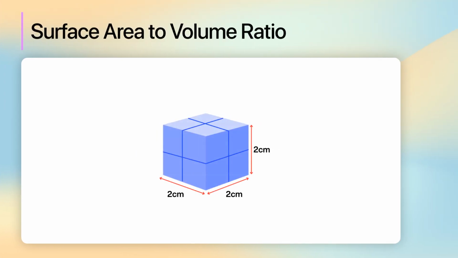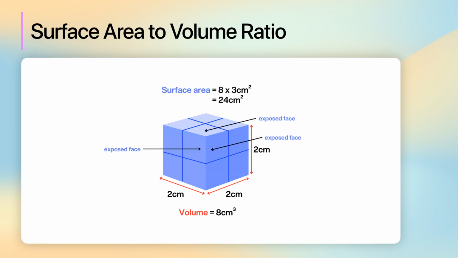Now suppose we bring 8 of those 1 by 1 by 1 cubes to form a larger 2 by 2 by 2 cube. As this larger cube is made up of 8 smaller cubes, it will have a volume of 8 centimeters cubed. You might be tempted to say that the larger cube's surface area is 8 times the smaller cube, but notice that for each of the small cubes making up our larger cube, only 3 of their faces are exposed. This gives a surface area of 3 centimeters squared exposed per cube multiplied by 8 cubes equals 24 centimeters squared.